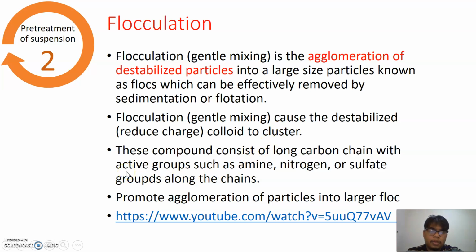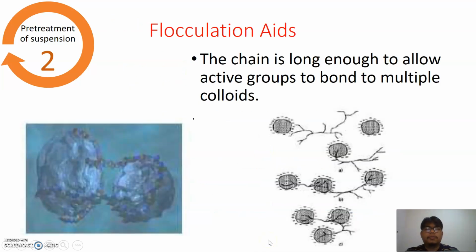Flocculation can cause the destabilized or discharged colloids to cluster. This compound consists of long carbon chains with active groups such as amine, nitrogen, or sulfate along the chain. So we would like to promote agglomeration of particles into larger flocs. You can refer to this link to learn more about what flocculation is.